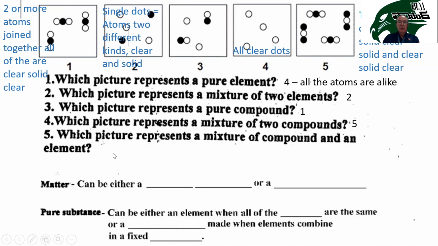And the last question says, which picture represents a mixture of a compound and an element? Well, these are single elements. They're single atoms. This is a compound. It's 2 or more atoms. We have a clear and a solid. So that would be number 3. The single clear is an element, and the compound is the solid clear.